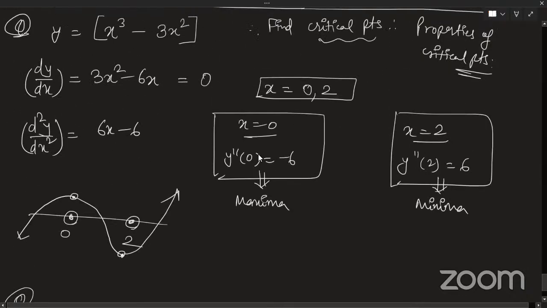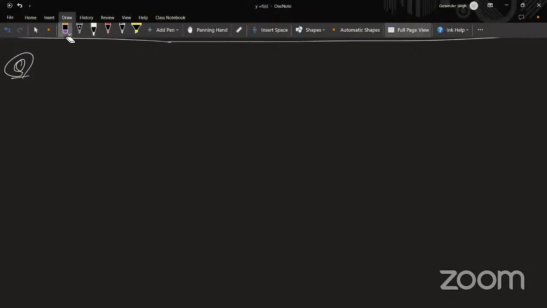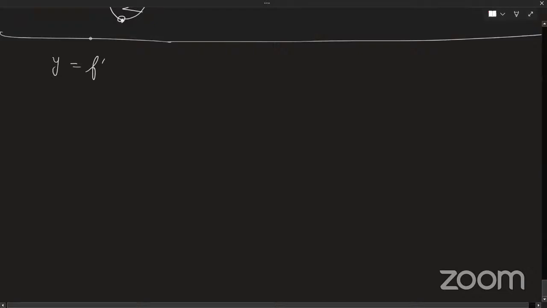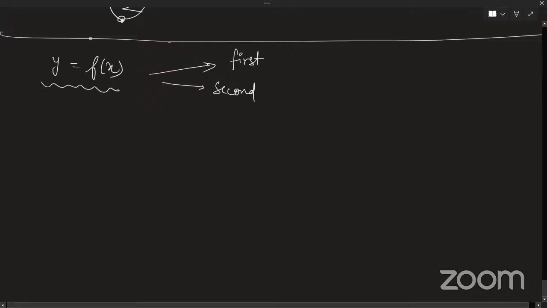Do you have something to ask? No, sir. Okay, great. Understood by everyone? See, the thing is, it is entirely upon you. I am giving you a function. It is entirely upon you to check if you need to use the first derivative rule or the second derivative rule. First derivative rule means find critical points.